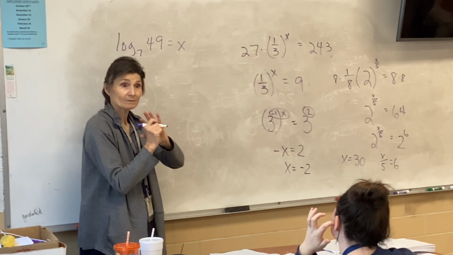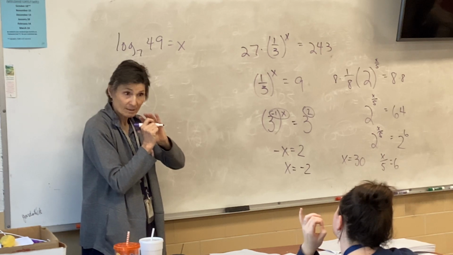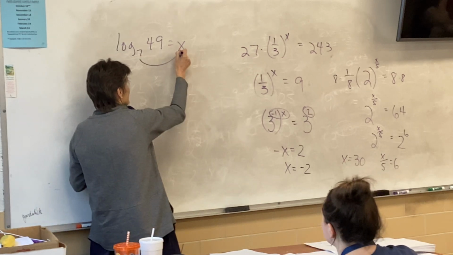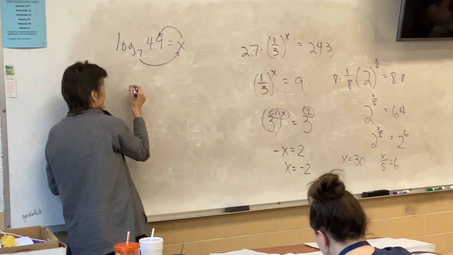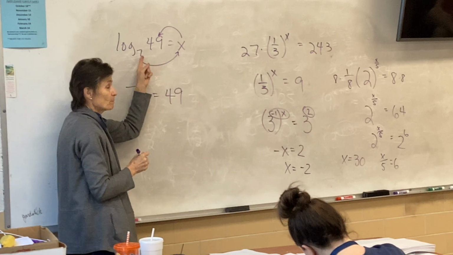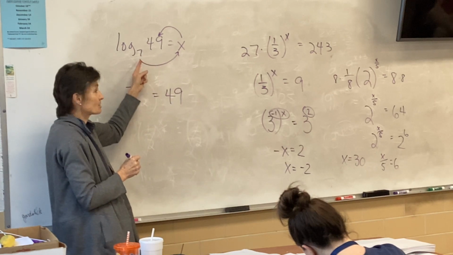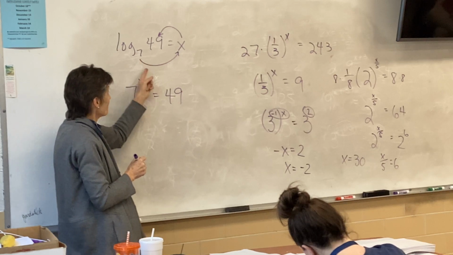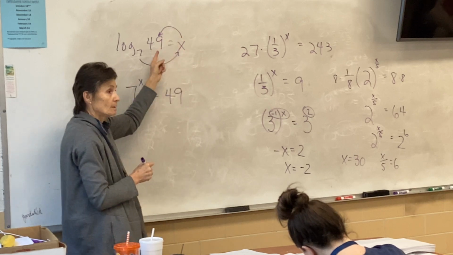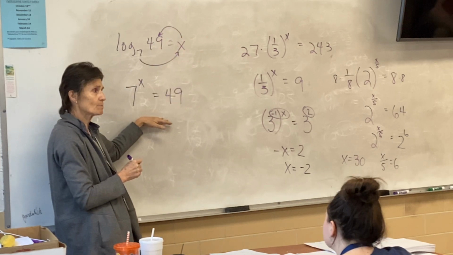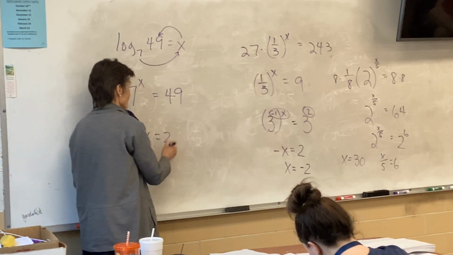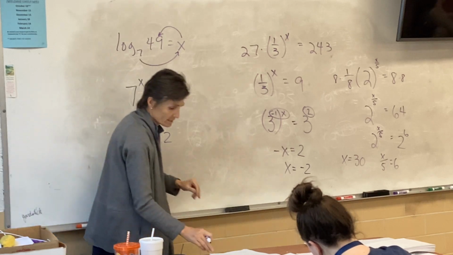We log roll it, or loop-de-loo it, or whatever vocabulary you use. 7 to the x equals 49. Remember doing this the other day? Start with the base. Always start with the base. 7 to the x equals 49. Well, can you tell what that answer is without doing any extra steps? 7 to the second. So x equals 2. 7 to the second is 49.